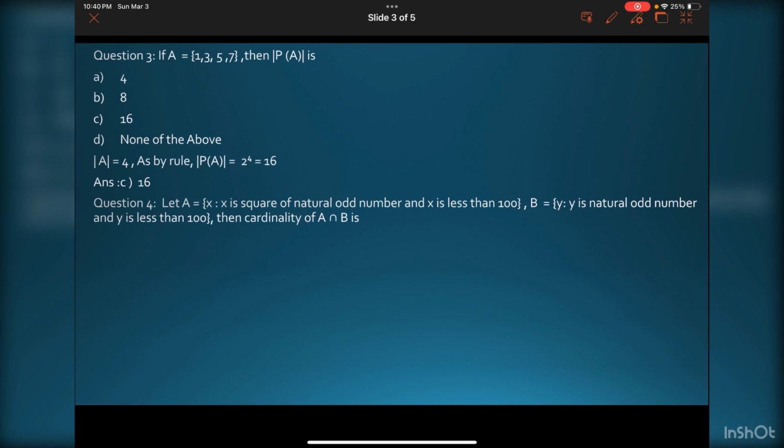So what is A? A is a set of x, where x is the square of a natural odd number, and has to be less than 100. Similarly, B is the set of natural odd numbers that are also less than 100. Then you need to identify the cardinality of A intersection B.